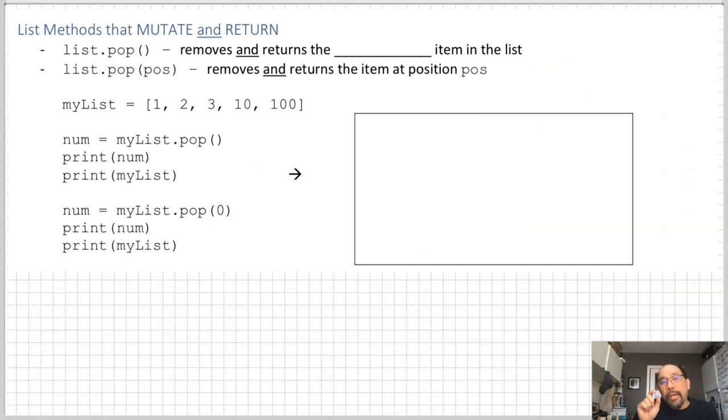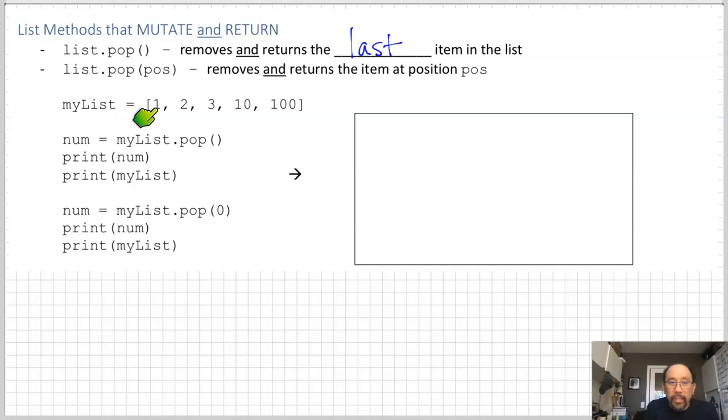Now let's look at some methods that both mutate and return a value. The pop method will remove and return at the same time the last item in the list. I could optionally give this method an input, a number. And in this case, where position is a number like 0, 1, 2, it's an index value. It removes as well as returns the item that happened to be at that position.